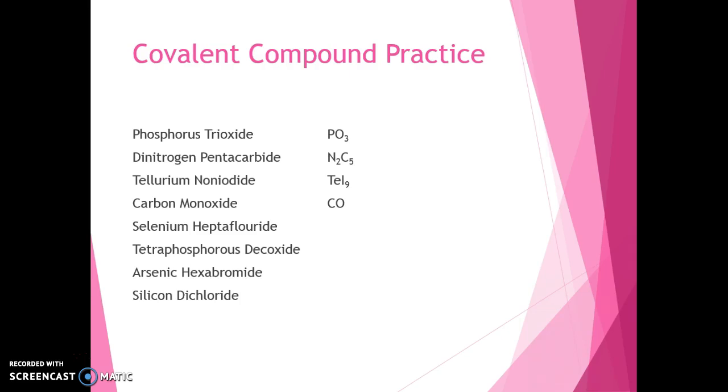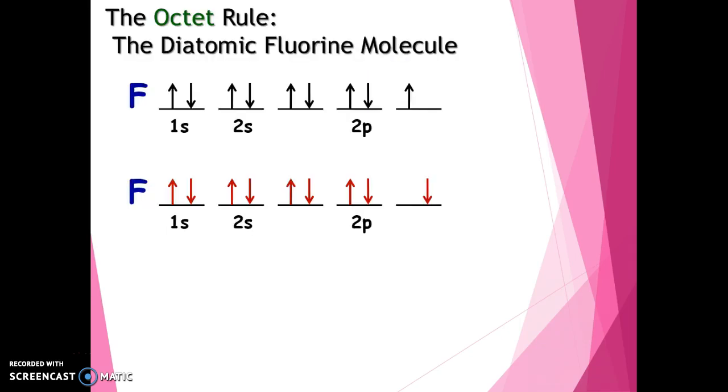Selenium heptafluoride. Well, hepta means 7. There's only 1 selenium, so SeF7. Tetraphosphorus decoxide, P4O10. Arsenic hexabromide, AsBr6. And silicon dichloride, SiCl2. So hopefully you've gotten a little bit from this and you have a better understanding of what you need to do. So we are going to end right there.